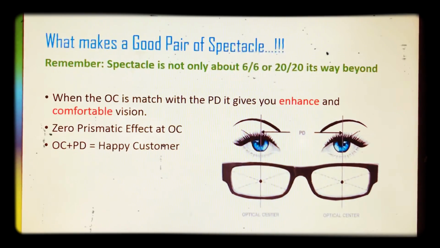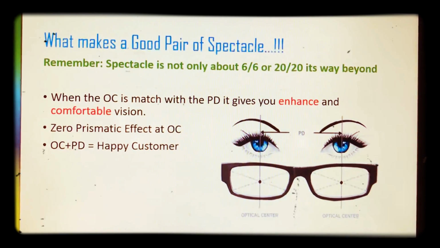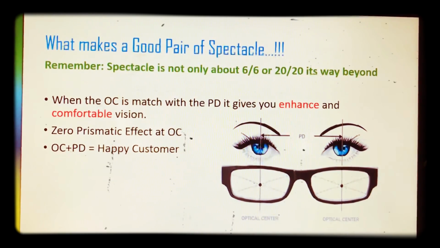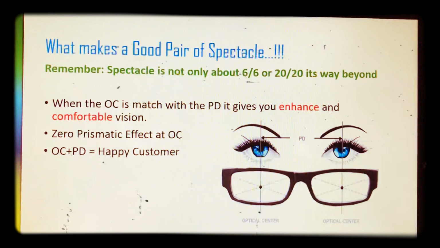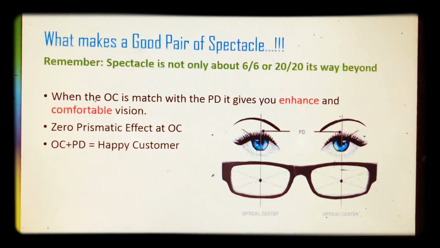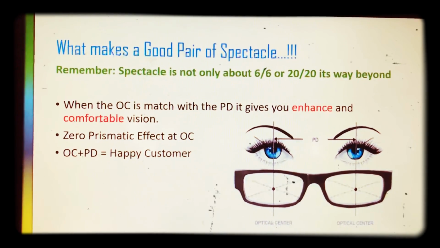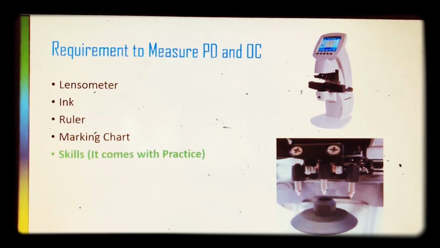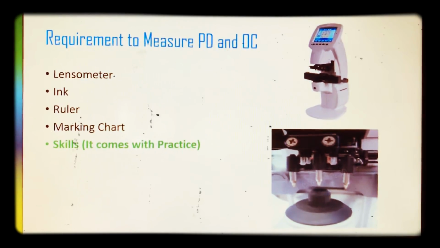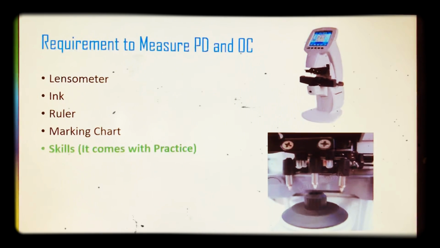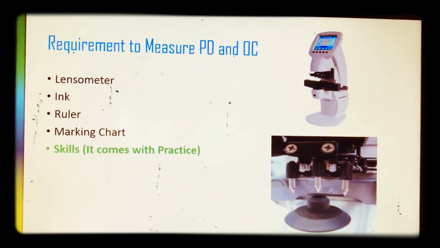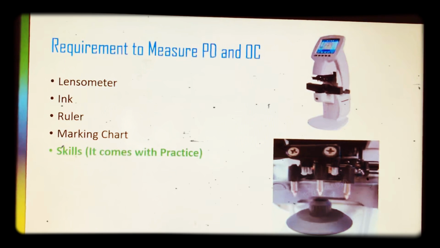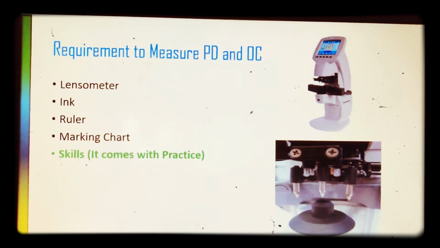So if you see in this picture, the center of the lenses should match with the center of the eye, that is PD, right? Now the next is how we should measure the PD. For this we require a lensometer, ink, ruler, marking chart, and skills. Skills come with practice, right?